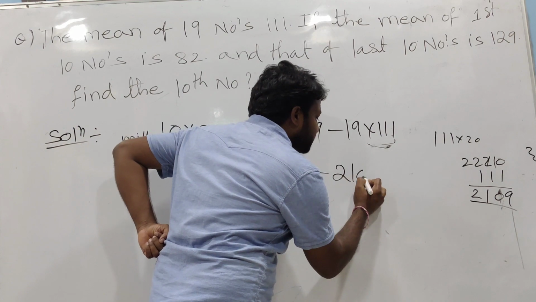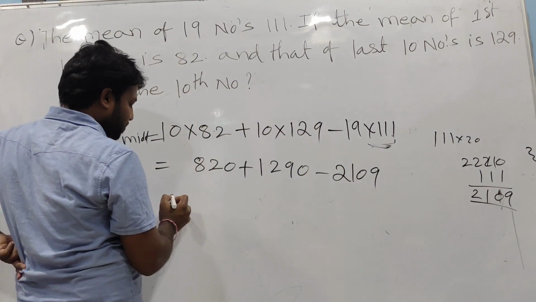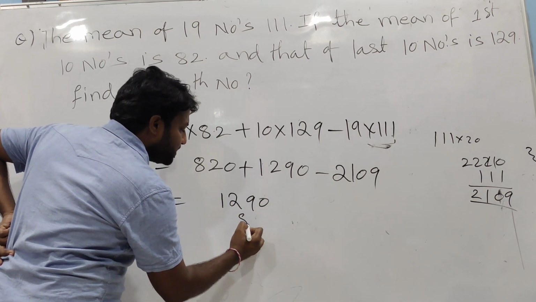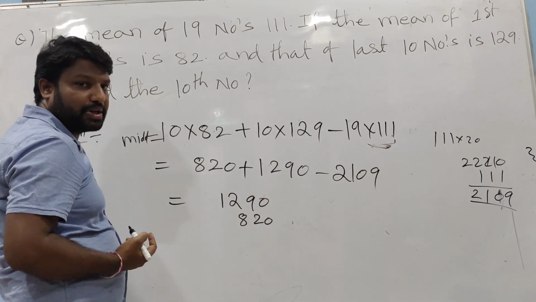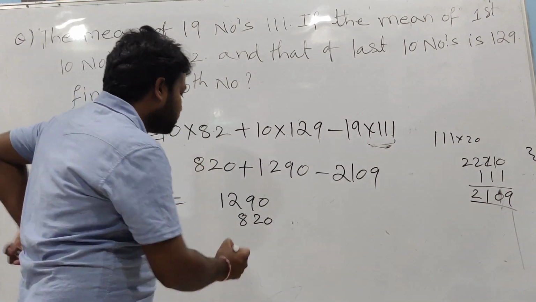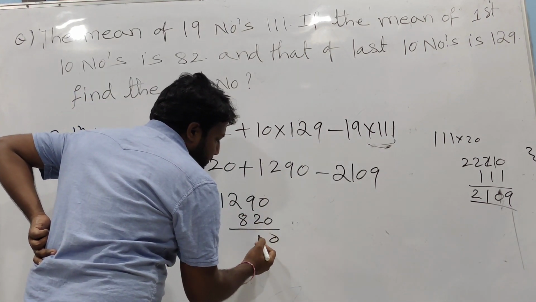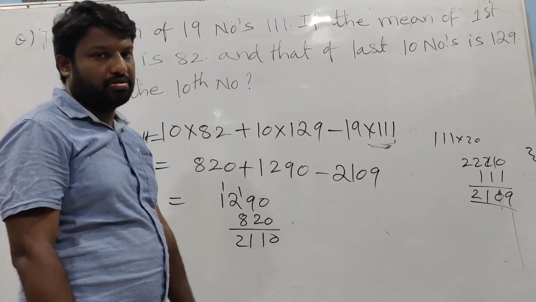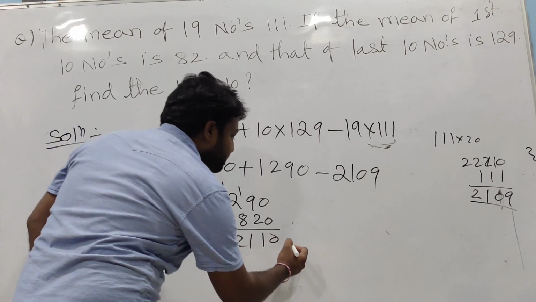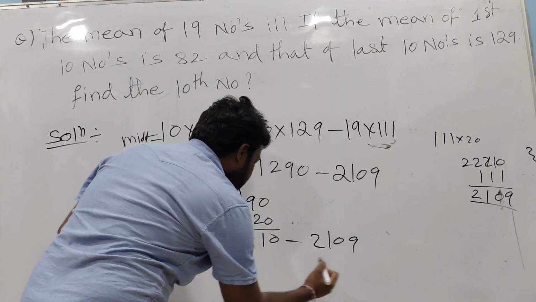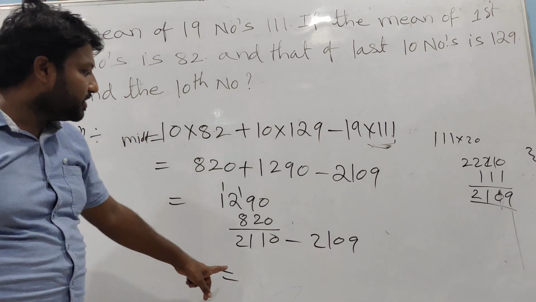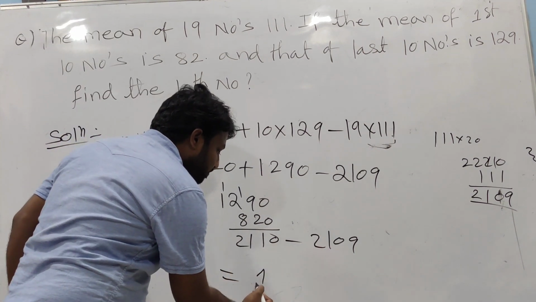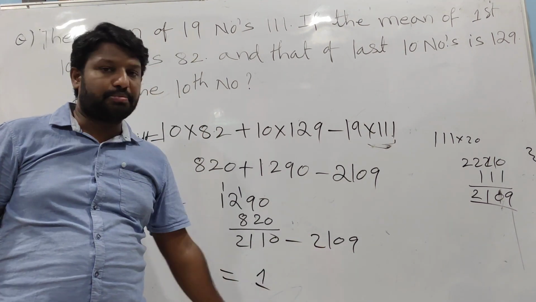2109. So I will add these two numbers. What will I get? 1290 plus 820 minus 2109. So 1290 plus 820 is nothing but 2110. So this minus 2109. What is the value here? 2110 minus 2109 is 1. So if I take this minus this, it is nothing but 1.